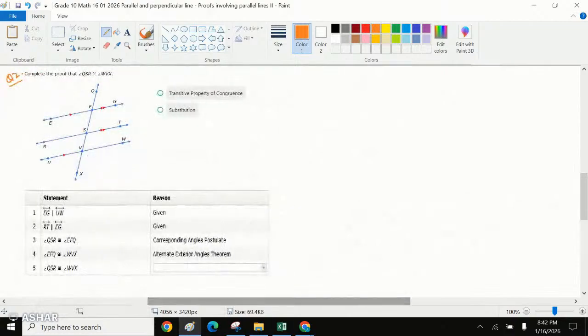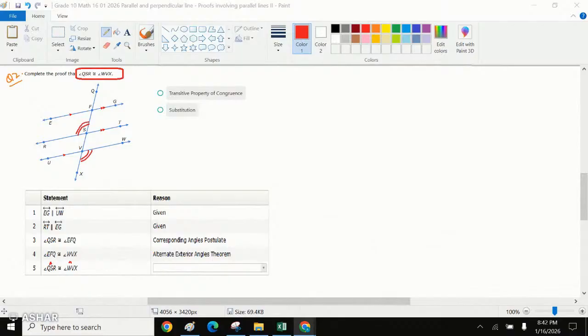Okay, for question number 2, we have three parallel lines, right? What do we need to prove? We need to prove that QSR, this angle, equals WVX. These two angles are equal, right? So how can these be equal?